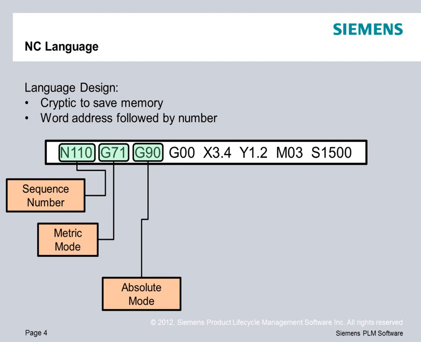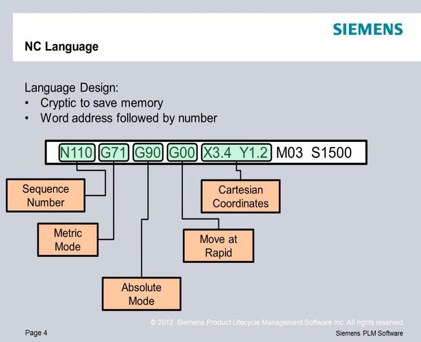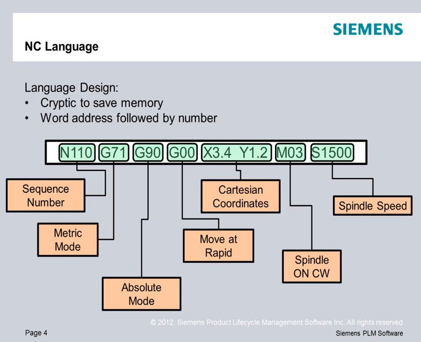This second G-code is from the absolute mode group, which means I'm either going to be running absolute, from a 000 program position, or incremental mode, which means I'm going to be moving this distance from my previous position. The last G-code we have is G00, which means move it rapid. So the machine tool will move as fast as it possibly can to this next position, and the next position is these Cartesian coordinates. Finally, we're going to turn on the spindle clockwise, and the spindle speed will be 1500 RPMs.